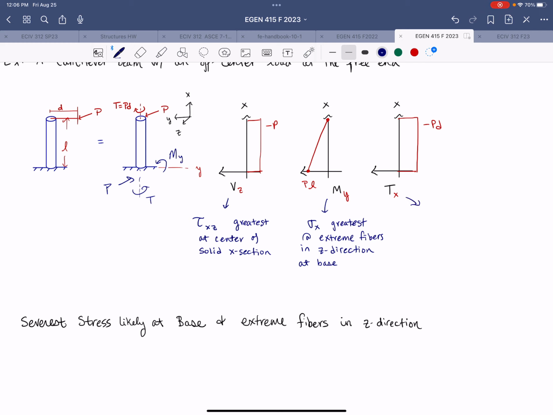And then from the torque, we would get a shear stress that would be greatest value at the extreme fibers in the cross section all the way around.